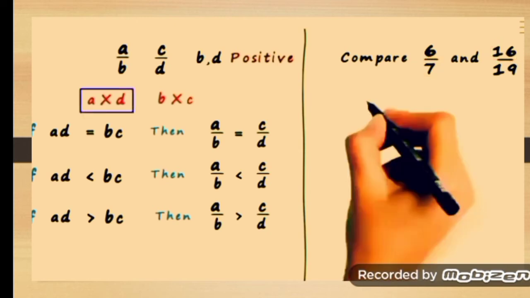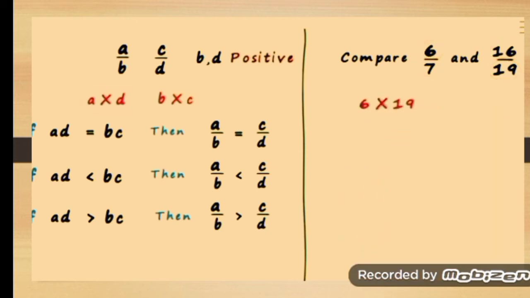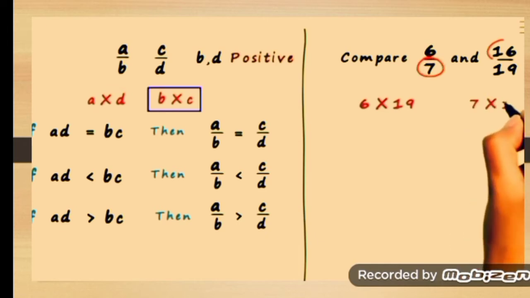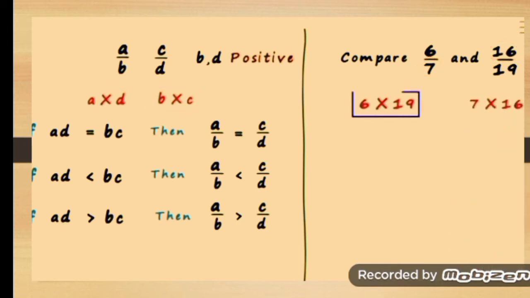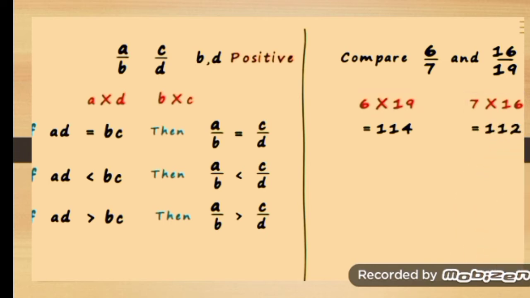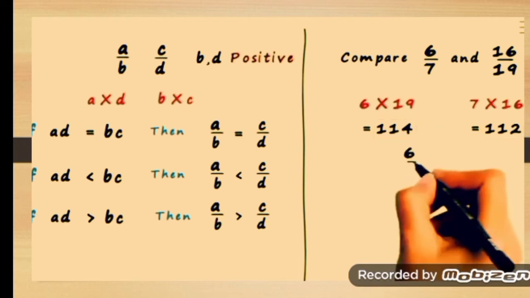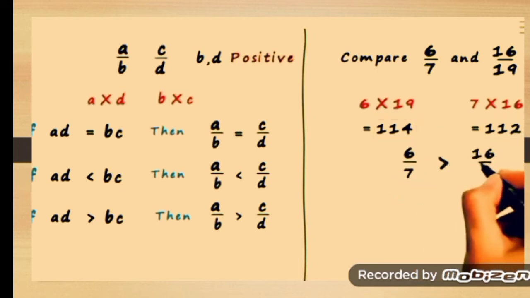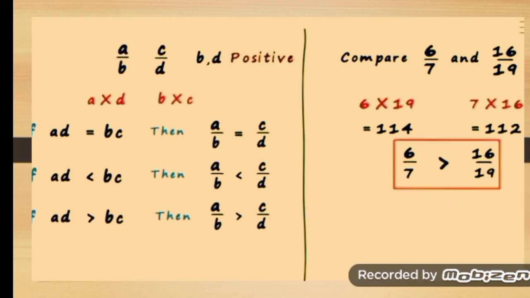AD in this case will be 6 times 19 and BC will be 7 times 16. 6 times 19 is 114 and 7 times 16 is 112. As we can see that 114 is greater than 112, we can be sure that 6 by 7 is greater than 16 by 19. That's how simple comparison of rational numbers is. But remember, the denominators have to be positive.